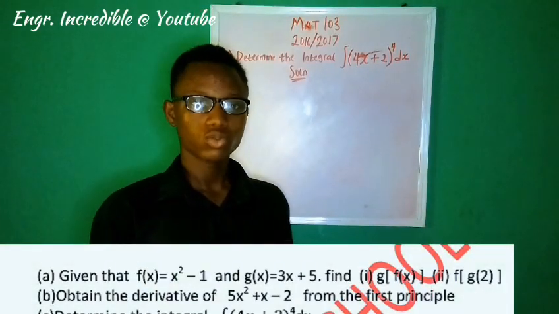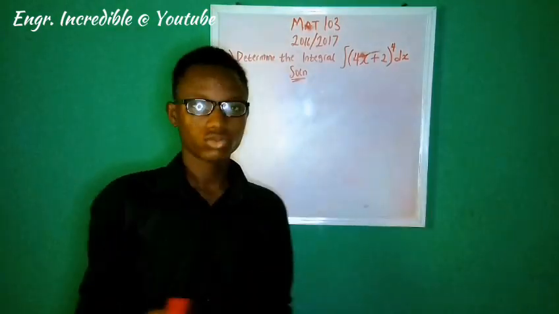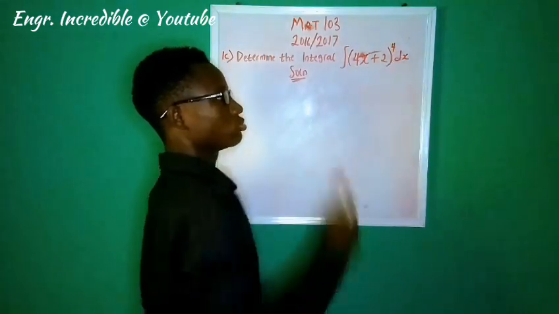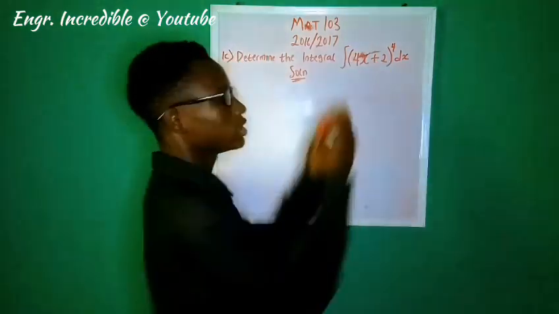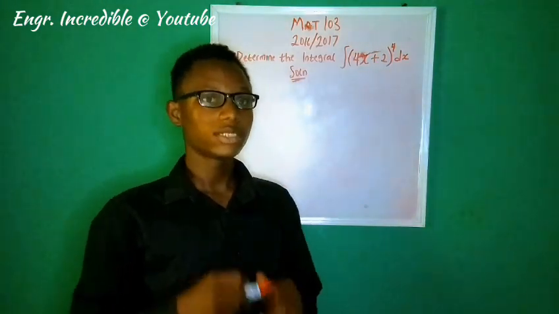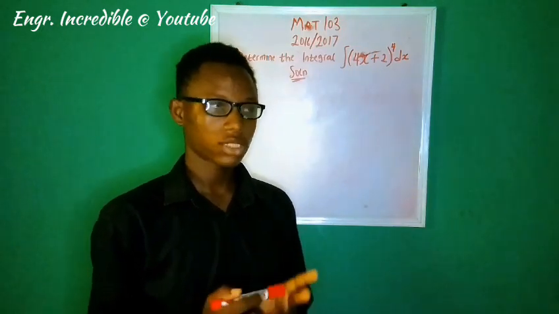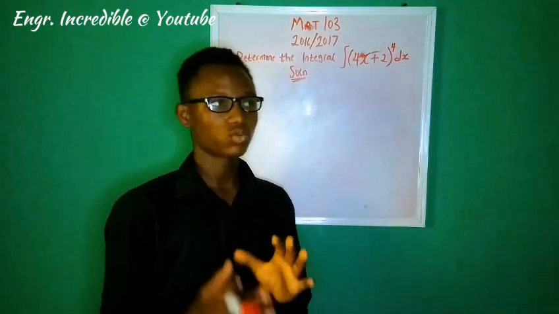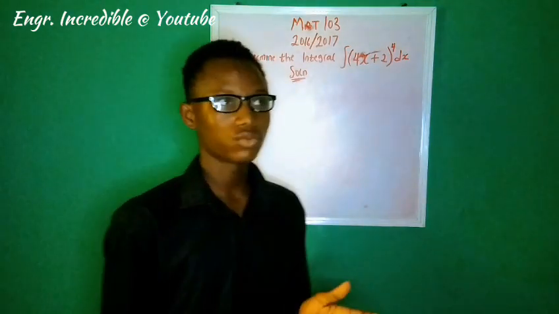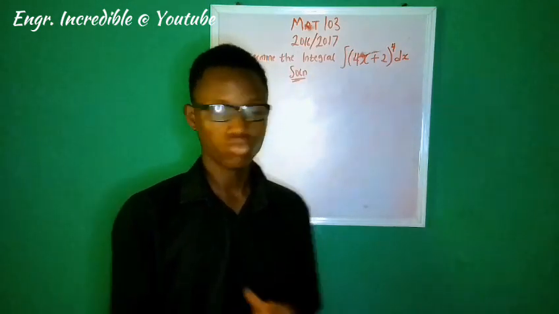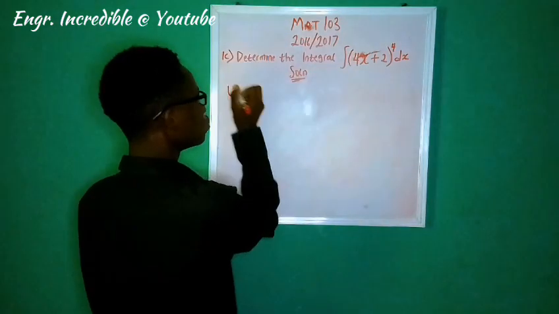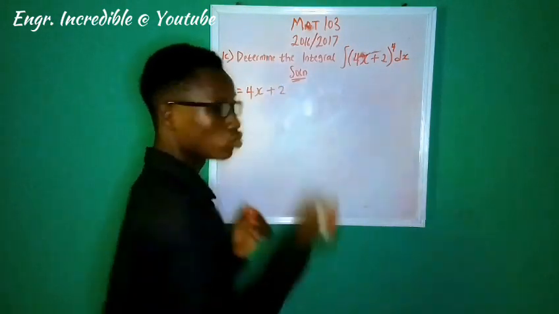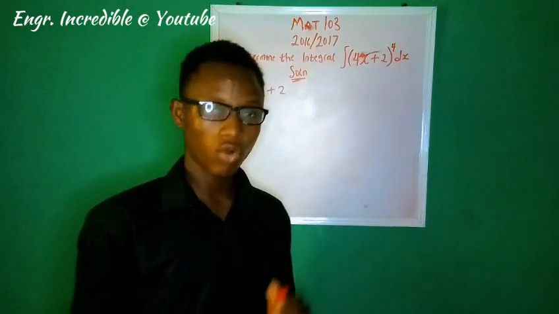So now in question 1c, they ask us to determine the integral of 4x plus 2 raised to power 4. They ask us to integrate this. So if we are going to be integrating it, here is how we are going to do it. We are going to pick this right here and replace it with a variable, and mostly we usually represent it with u. So we put u is equal to 4x plus 2. That is what we get for the value of u.